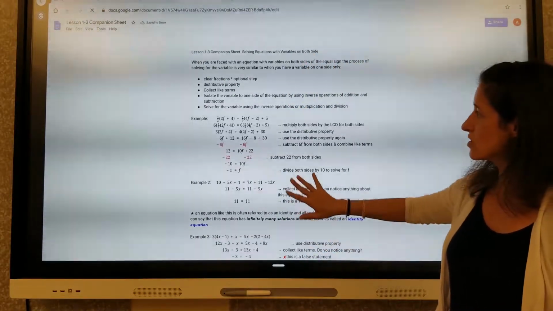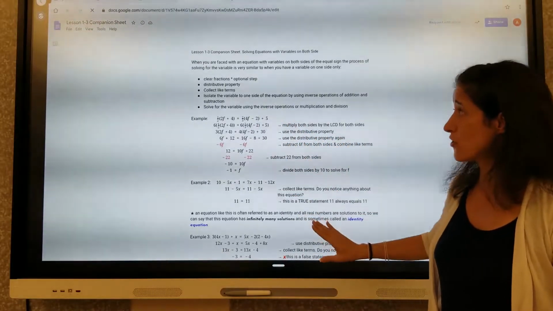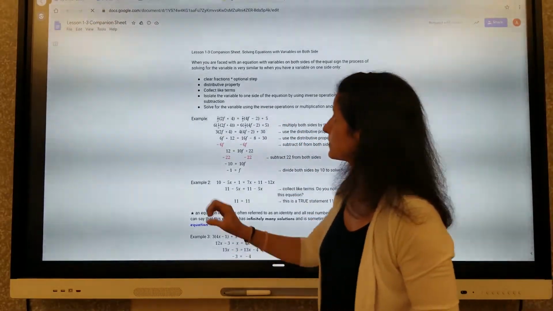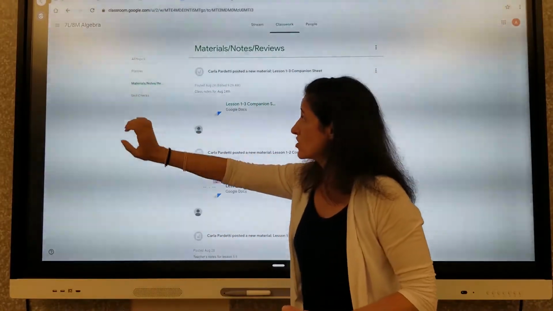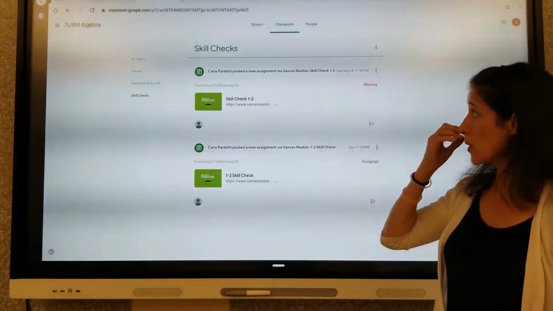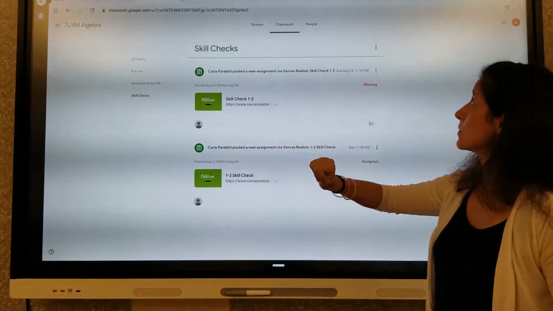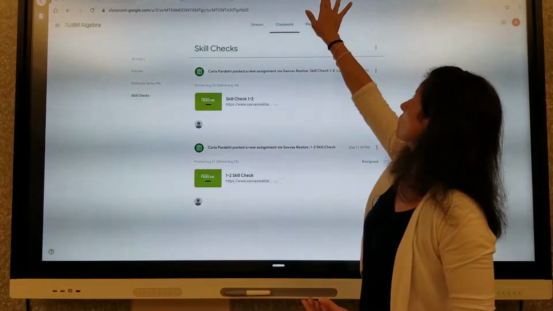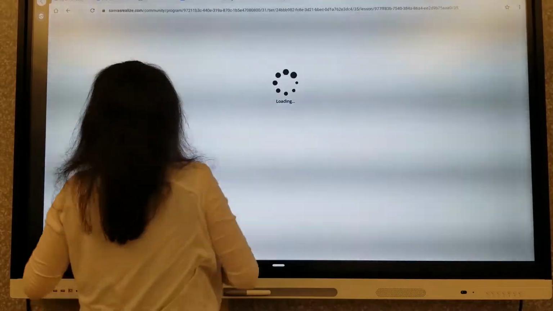So these notes, as soon as they're done loading, are all about how we solve different types of equations. Also, their skill checks are listed in here, and it's a very similar process as when we do homework. They just click on the link and it takes them there. So let's go to Savvas where they would be having their homework.